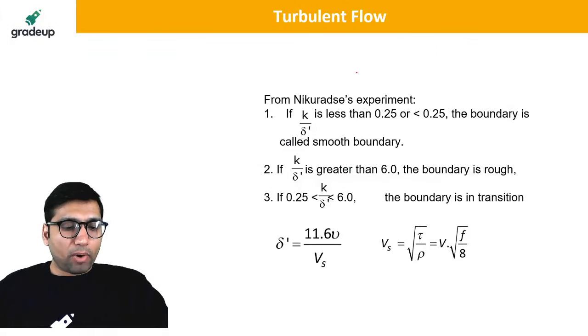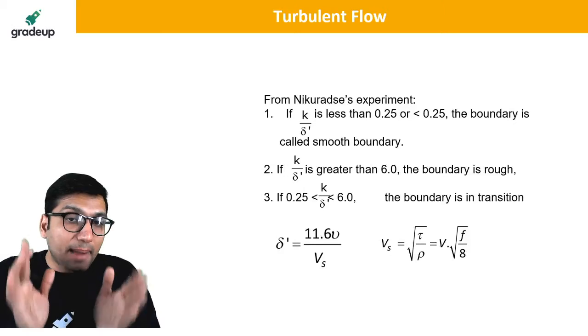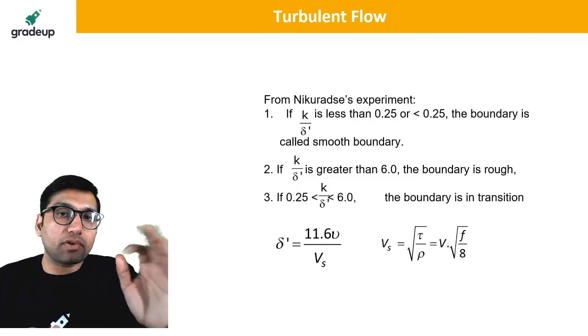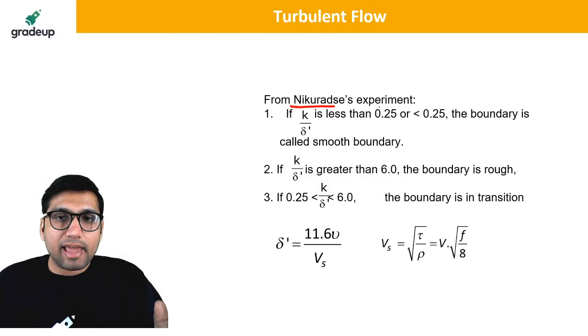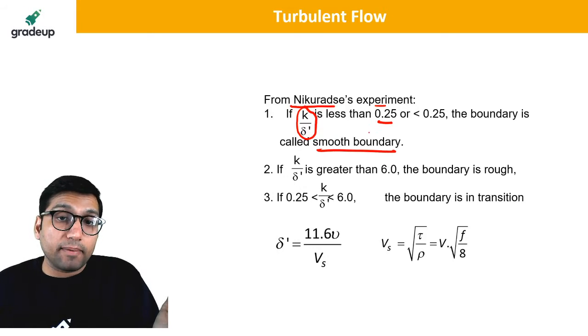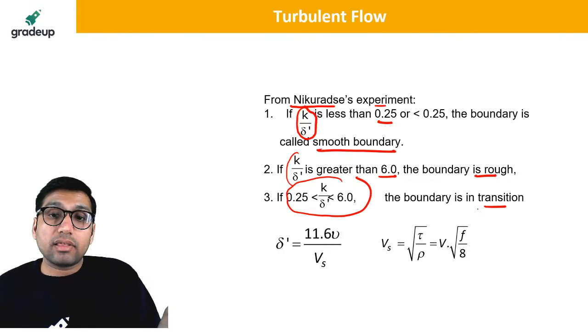Now there is a very important result that we get. Whatever formula I am going to tell you in this session is definitely going to help you for solving the questions of turbulent flow. According to Nikuradse's experiment, if k by delta dash is less than 0.25, it is called smooth boundary. If k by delta dash is greater than 6, it is called rough boundary. And if it lies between 0.25 to 6, it is called transition boundary.